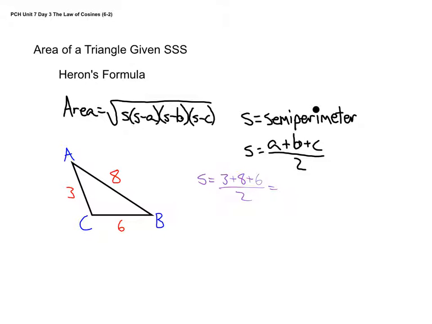So I have 17 over 2, which is 8.5. Good. And then if I'm finding my area, the square root of, and a little tip for you, don't just try to type all of that in. Use your head a bit. You can subtract in your head, and it'll save you a lot of headaches with parentheses when you're working on your calculator.